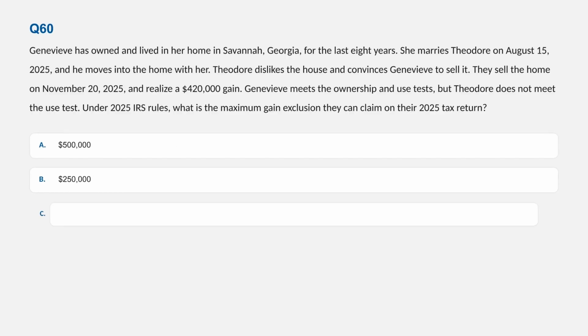Alright, let's move to question 60. Genevieve has owned and lived in her home in Savannah, Georgia for the last 8 years. She marries Theodore on August 15th, 2025, and he moves into the home with her. Theodore dislikes the house and convinces Genevieve to sell it. They sell the home on November 20th, 2025, and realize a $420,000 gain. Genevieve meets the ownership and use tests, but Theodore does not meet the use test. Under 2025 IRS rules, what is the maximum gain exclusion they can claim on their 2025 tax return?